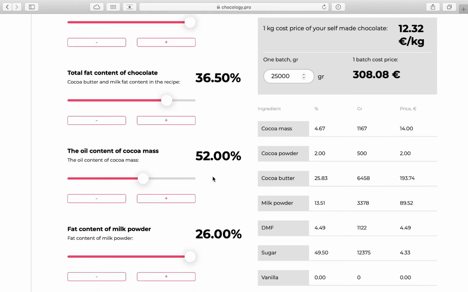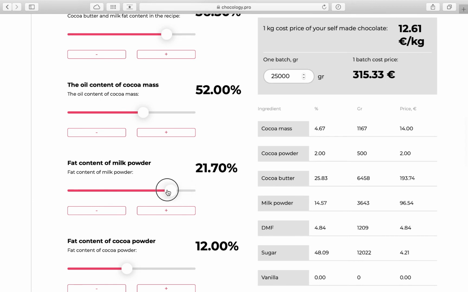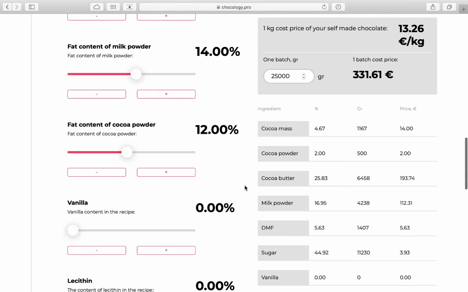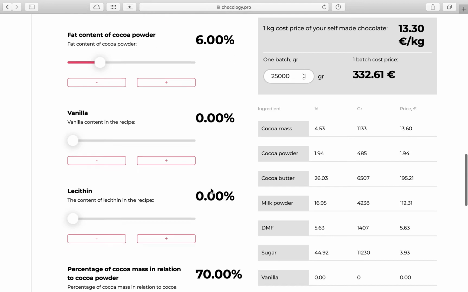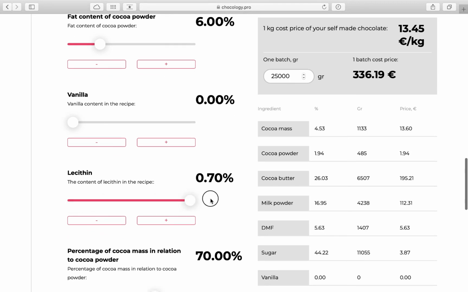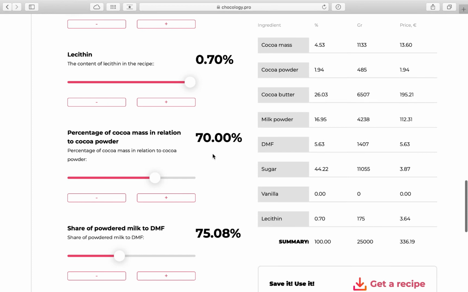Further, the butter content in cacao liquor is 52%. The content of fat in dry milk powder, which I have, for example, is 14%. The content of fat in the cacao powder that I used is 6%. I won't use vanilla. The emulsifier will again be at a maximum of 0.7. Again, the proportion of cacao powder, I will try to put it to the maximum. That is to say, our parameters allow us not to use cacao powder in our recipe. I can use it. Thereby, I move a little to the left, for example at 60%.